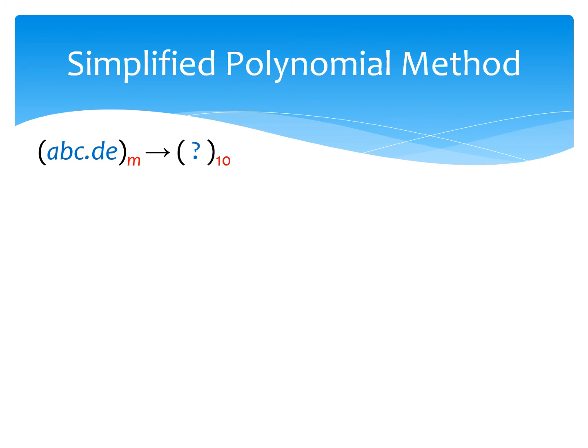Assume we want to convert a number ABC.DE in base M to base 10. Step 1. Write down each digit as shown on the screen. Step 2. Write down multiply base after each digit.